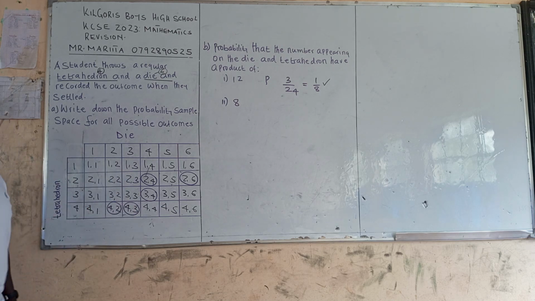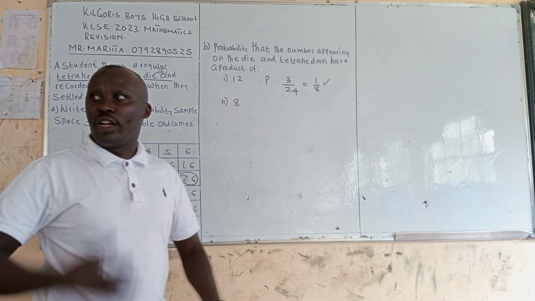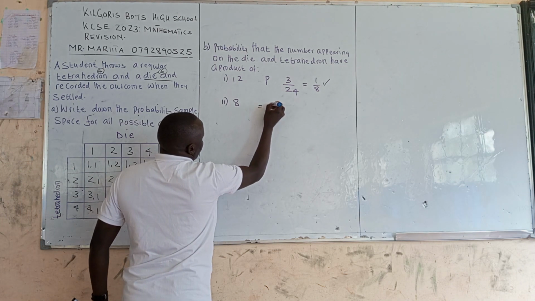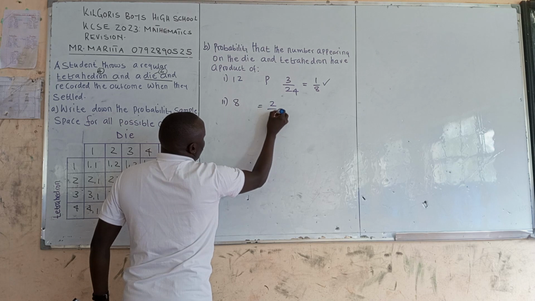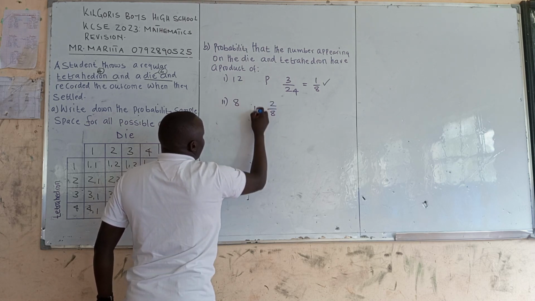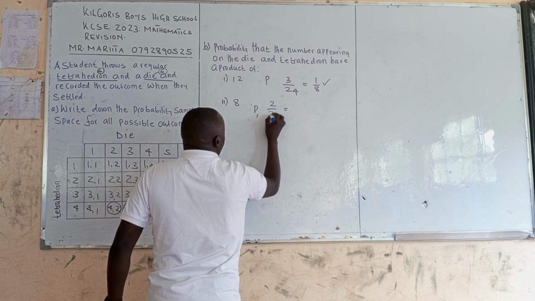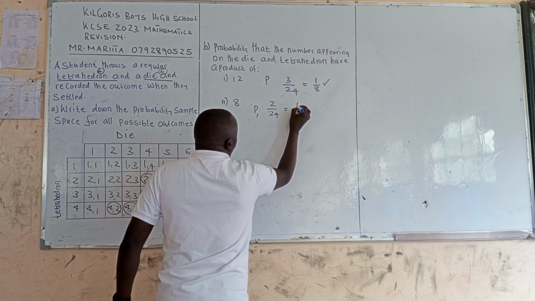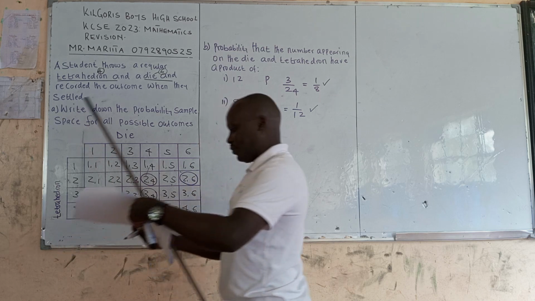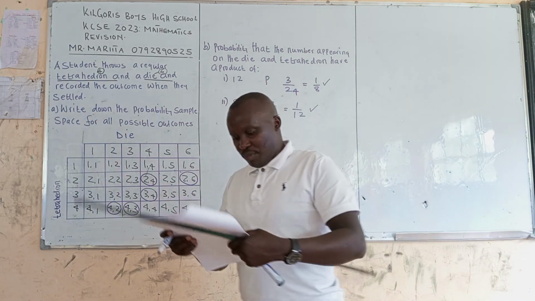So out of the 24, we have only 2 numbers appearing on the tetrahedron and the die that give us a product of 8. So this is equivalent to P, which is 2 over 24. What is the probability of those numbers which are giving that? It is 2 over 24. This one can be simplified as 1 over 12.